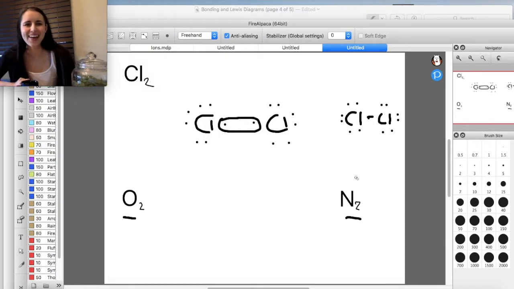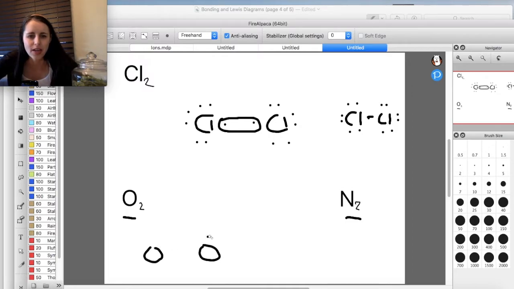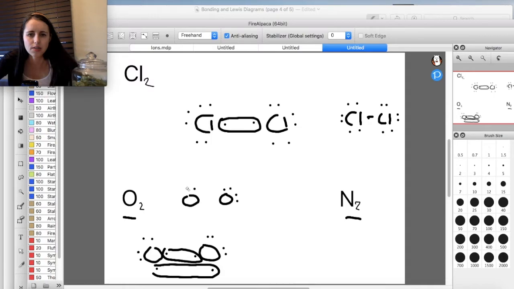And I'm back. All right, so hopefully for oxygen, you had an oxygen and you had an oxygen, and each oxygen has 6 valence electrons. So we can see that these 2 electrons here are going to want to share. These 2 electrons here are going to want to share. And if I draw this out, I'm going to see that oxygen always forms a double bond with itself.